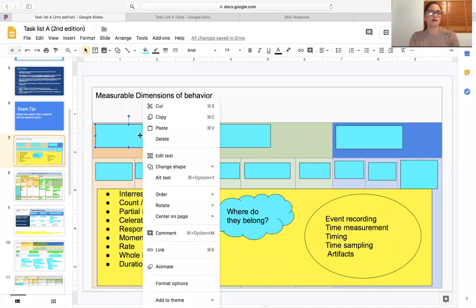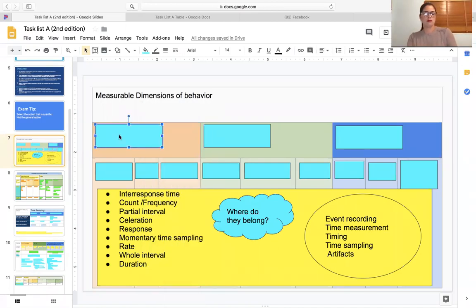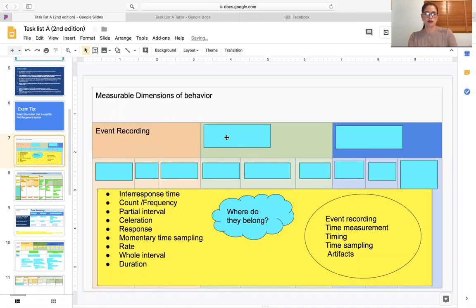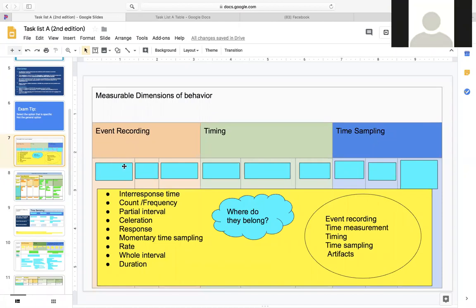Let's check it out. Event recording, timing, and time sampling. Good job. So under event recording, we have 3. Under timing, we have 3. And under time sampling, we have 3. Who can tell me which one goes where? Event recording: count and frequency. Count, frequency, duration. Right, no, count, frequency, rate. Yep. Count, frequency, rate, and acceleration.